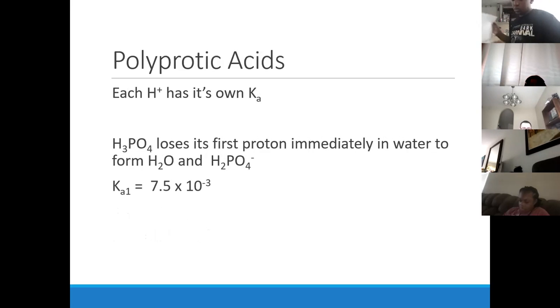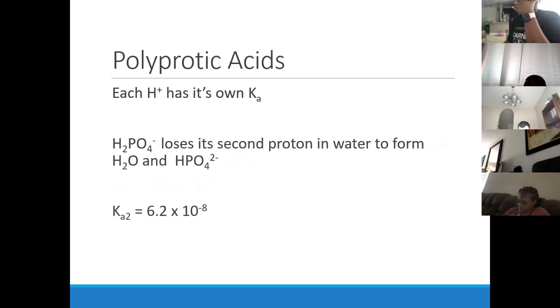H3PO4 loses its first proton immediately in water to form H3O plus and H2PO4 minus. So if you have 3 molar phosphoric acid, you have 3 molar H2PO4 minus. My Ka for that is 7.5 times 10 to the minus 3.